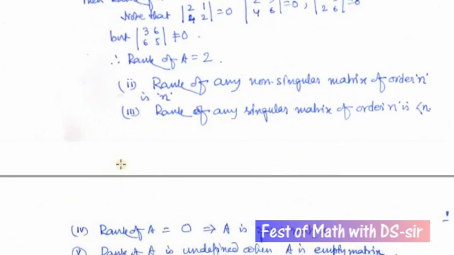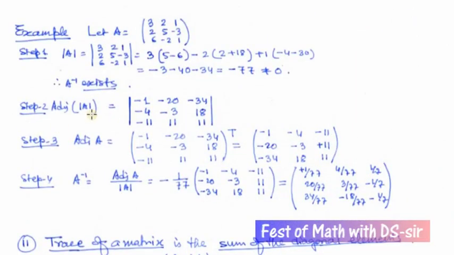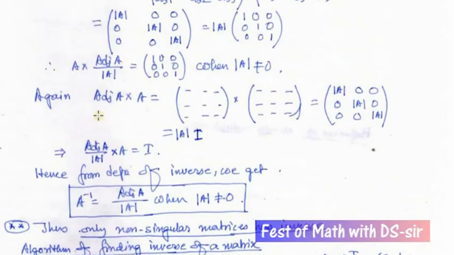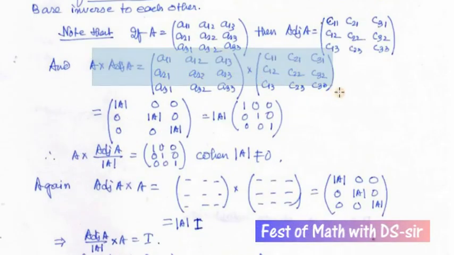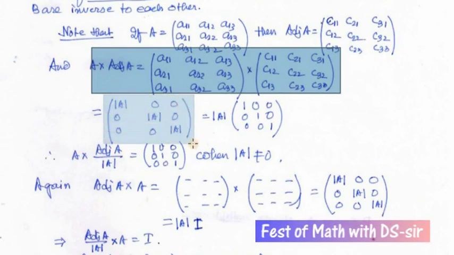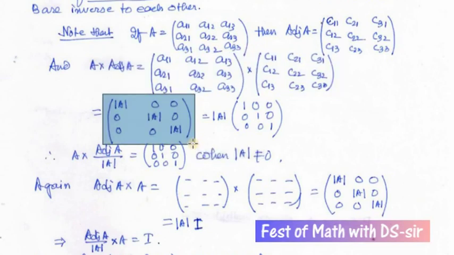Now see, go through the example. A into adjoint A. What do we get? A matrix like this. If we find the determinant of this matrix, det of A adjoint, what will be the determinant? det A 0 0, 0 det A 0, 0 0 det A. And we know that the value of a diagonal determinant is the product of the diagonal elements. So its value will be det A into det A into det A, that is det A cube. Since A is third order, it is det A cube.